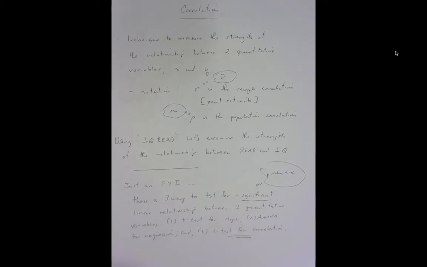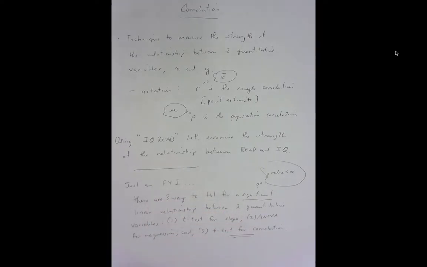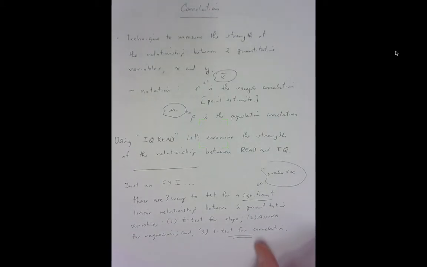So there are three ways to test for a significant linear relationship between two quantitative variables. First of all, t-test for slope. We'll learn that, I think, in lesson 3. ANOVA for regression. I think we learned that in lesson 4. And t-test for correlation. We learned that in this video. So let me see if we can make that a little bit clearer.